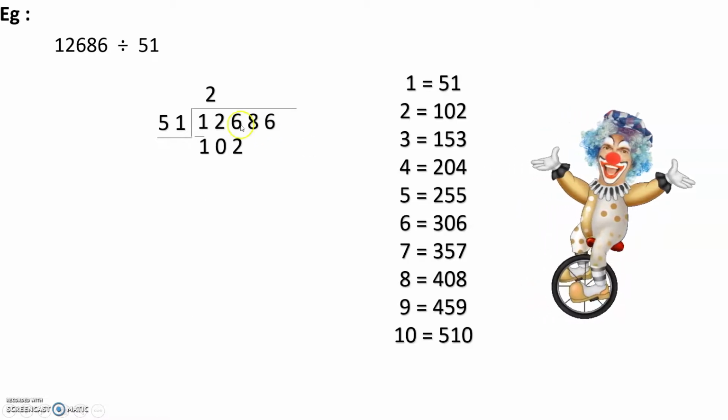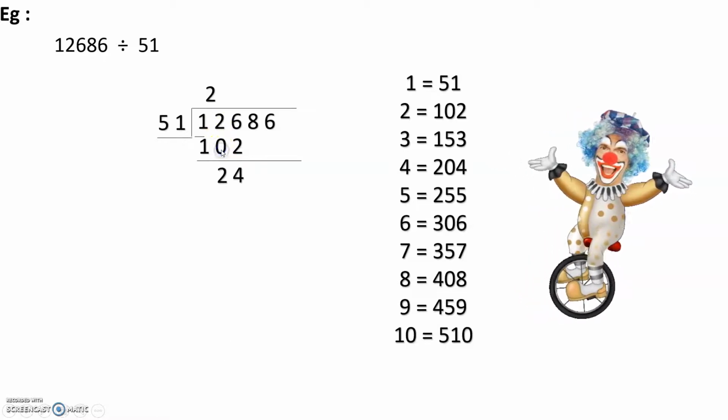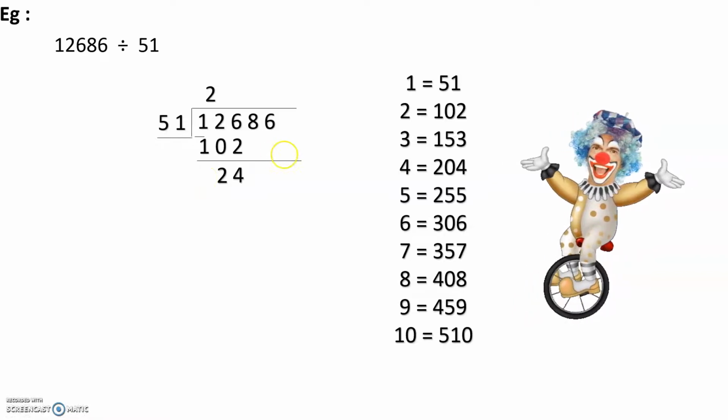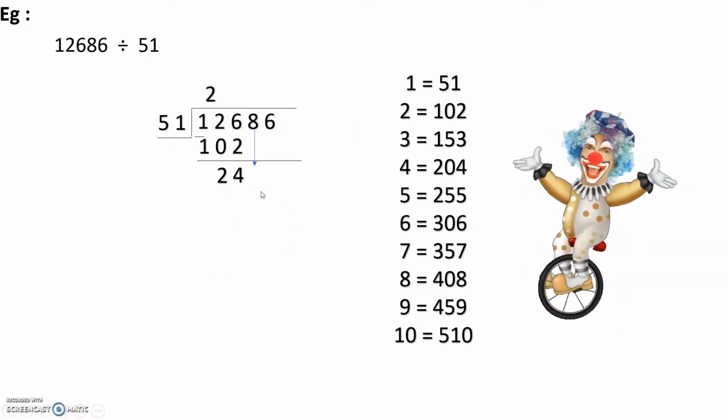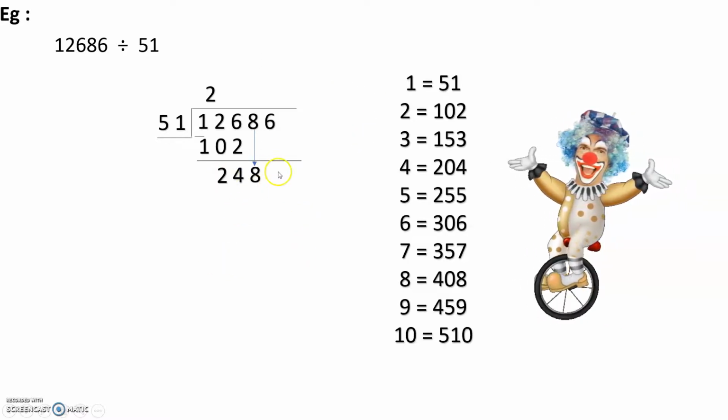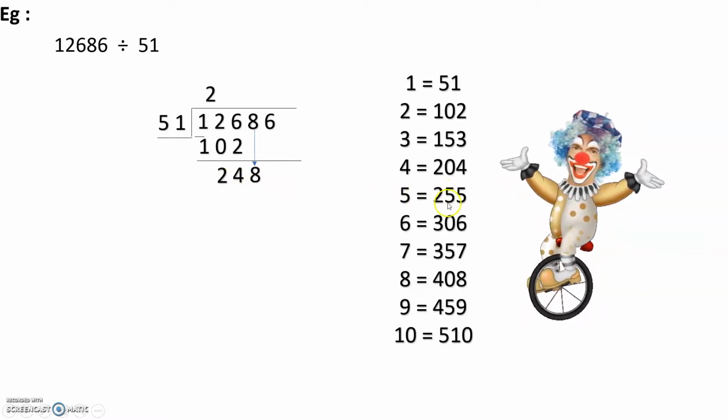When we minus, so 6 minus 2 is 4. 2 minus 0 is 2. If you write 0, will do. Otherwise, leave it. It is understood. Then we'll bring this 8 down. Now this is 248. We'll see the smaller number less than that.